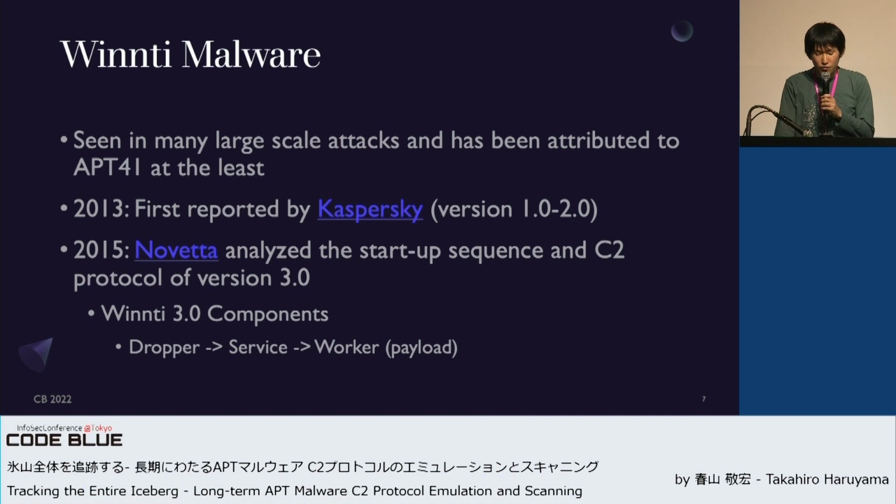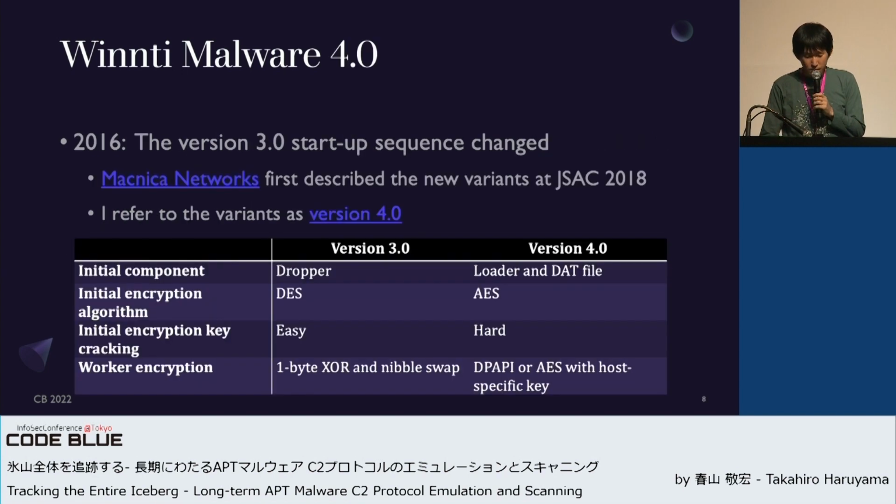The WinNTI version 3 malware is separated into three components: dropper, service, and worker. Dropper decrypts and saves service and worker. Then service runs worker. That is a payload. In 2016, I observed the version 3 startup sequence changed. Macnica Networks first described the new variants at JSAC, Japan Security Analyst Conference. To differentiate from other previous versions, I refer to the variants as version 4.